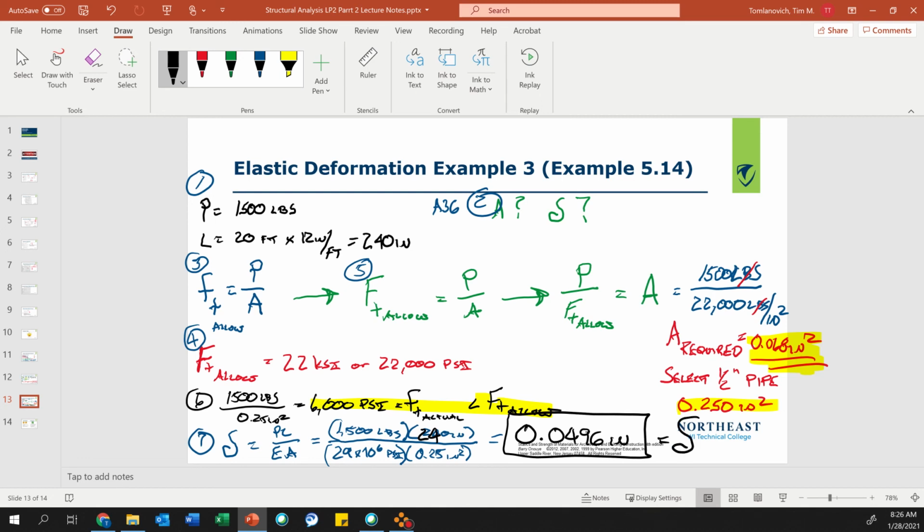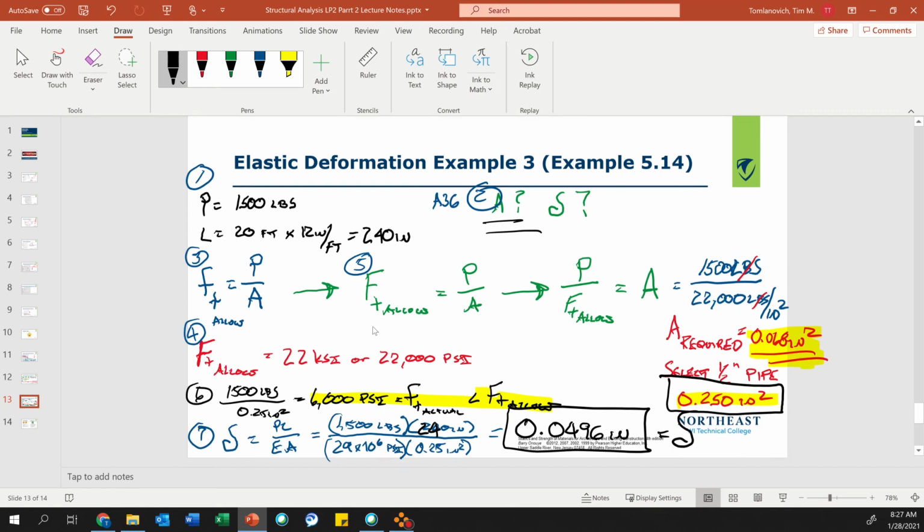So area, we answered that question. That's this one. What's my deflection when it's 20 feet long? You kind of see how those problems go back and forth with each other. It's simple. You're just literally using this equation and this equation, just rearranging it, understanding is it design, is it allowable, is it actual? That's the difference.